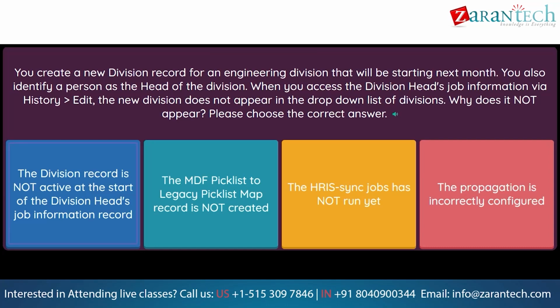Option 1: the division record is not active at the start of the division head's job information record. Option 2: the MDF pick list to legacy pick list map record is not created. Option 3: the HRIS sync job has not run yet. Option 4: the propagation is incorrectly configured.